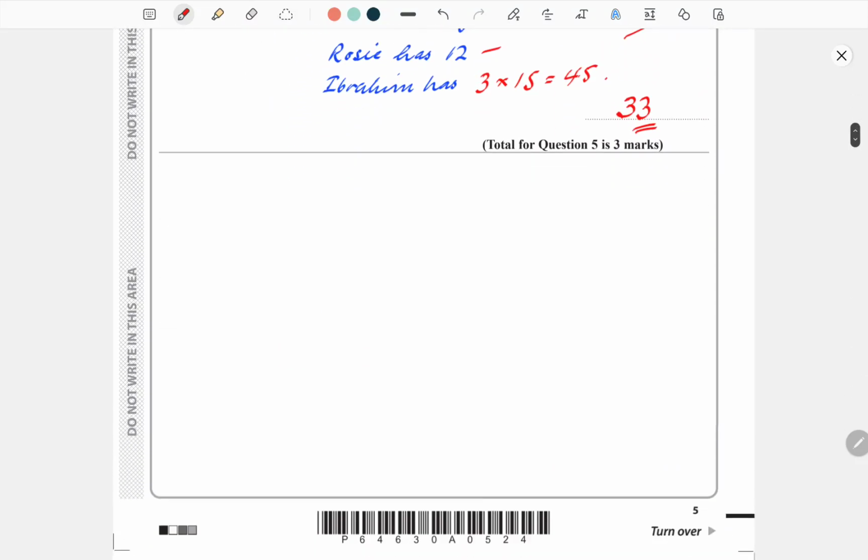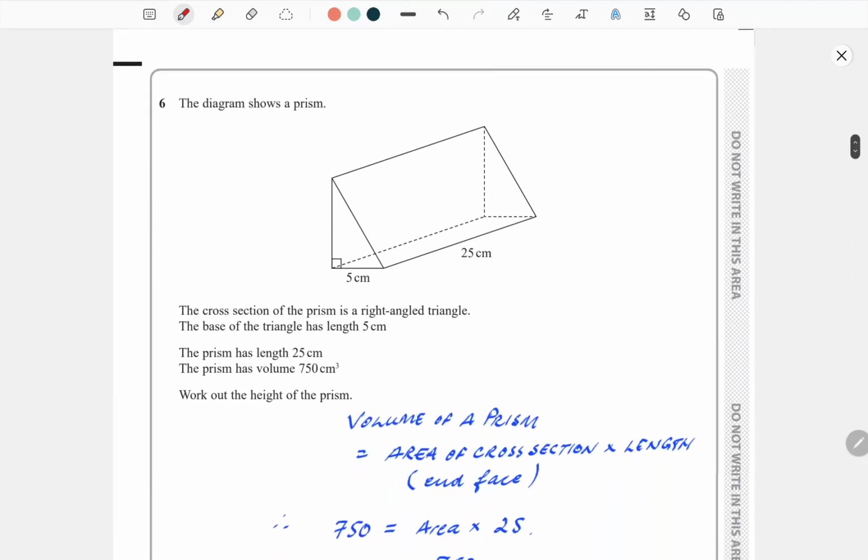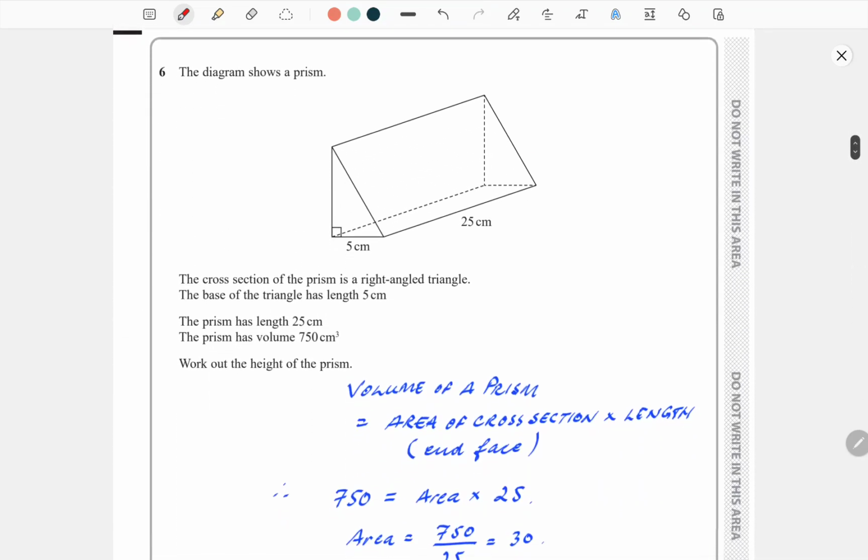Next question. The prism. Whenever you're working out volumes, areas, etc., you've got to watch out for the end shape. That's the most important part. So the cross section is what I'm talking about there. This one is a right angle triangle. The base of the triangle they've given us is 5. And then they're giving us a couple bits more information. So the length is that 25.